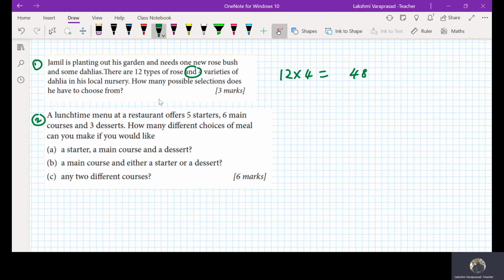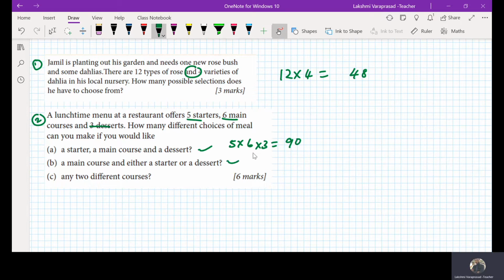And the next question is going to be: look at the lunchtime menu. The restaurant offers 5 starters, 6 main courses, and 3 desserts. How many different choices of a meal can you make? A starter, main course, and a dessert. They mention "and", so we have to multiply. 5 into 6 into 3, that is going to be 90 different ways.